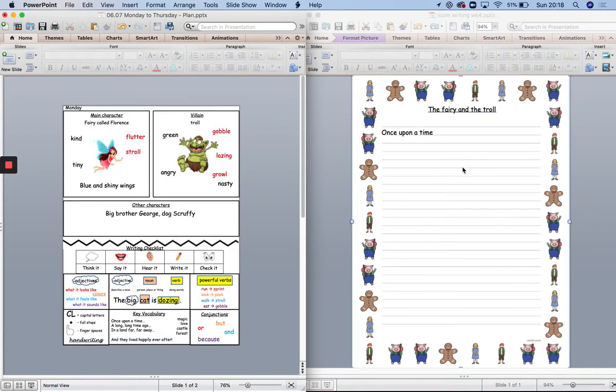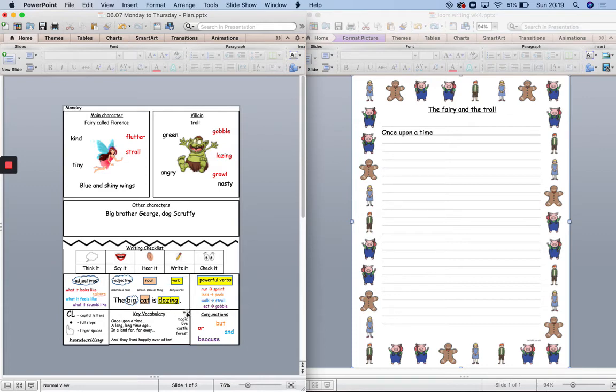So I have started my story with once upon a time. On the checklist here at the bottom, we have got a few different words that might be a nice way to start your traditional tale. Have a go, choose which you want, or you could choose a different one. There were plenty on a previous PowerPoint as well.